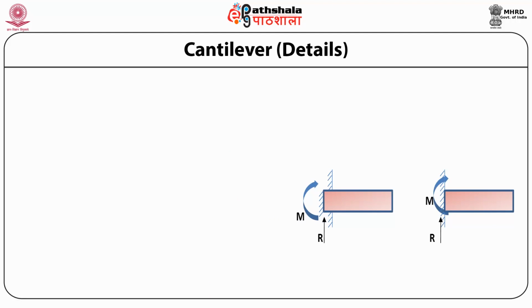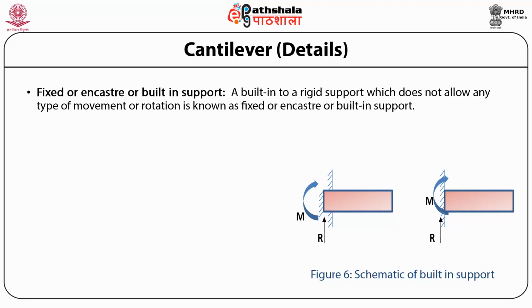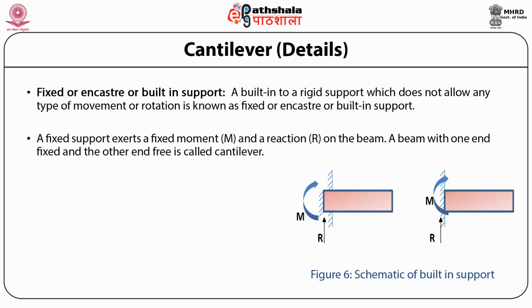The third type is the fixed or encastre or built-in support. A built-in, rigid support which does not allow any type of movement or rotation is known as fixed or encastre or built-in support. A fixed support exerts a fixed moment and a reaction on the beam. This can be illustrated well from figure 6 given below, which shows the schematic of built-in support.